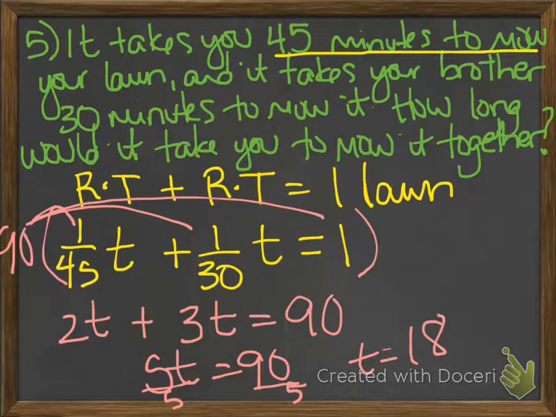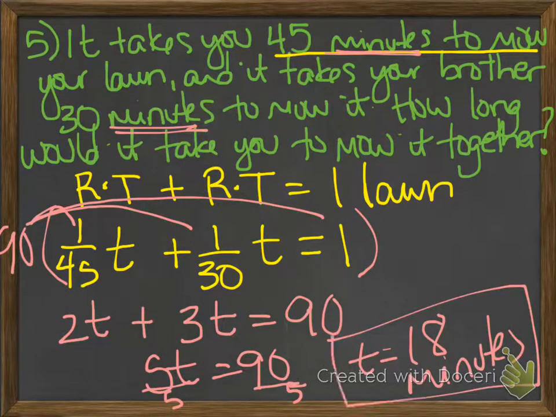Now again, we need a label. We're talking about minutes up in the problem, so therefore together it would take 18 minutes if you and your brother worked together. You need to make sure when you're doing word problems that your answer makes sense. It wouldn't make sense if we came up with a number that was bigger than 45 or 30. After all, you're working together. It should take you less time to get the lawn mowed together.